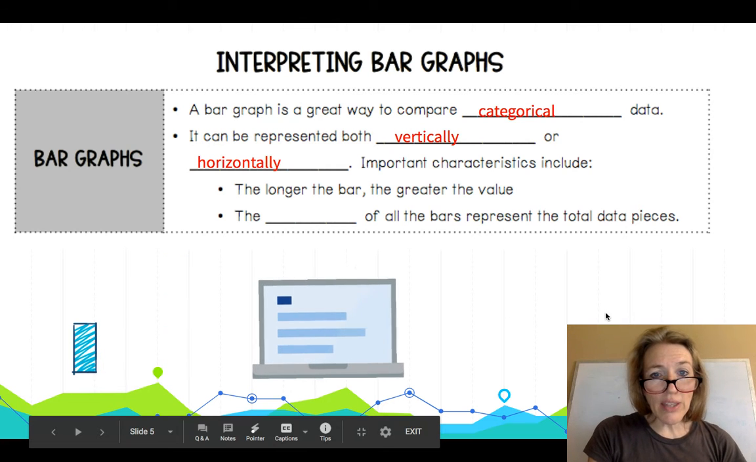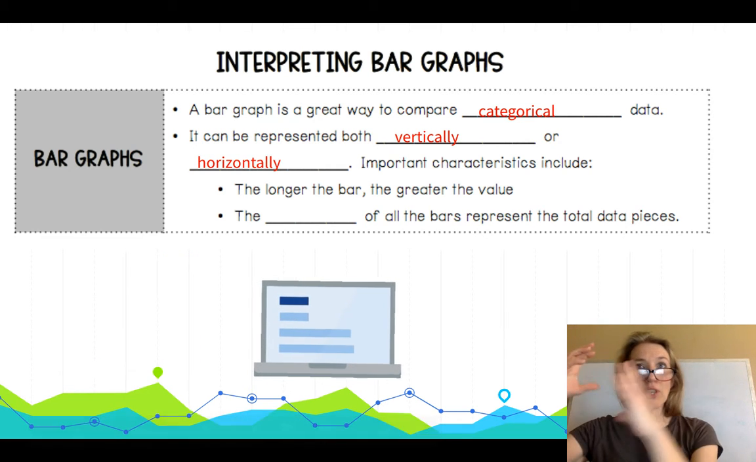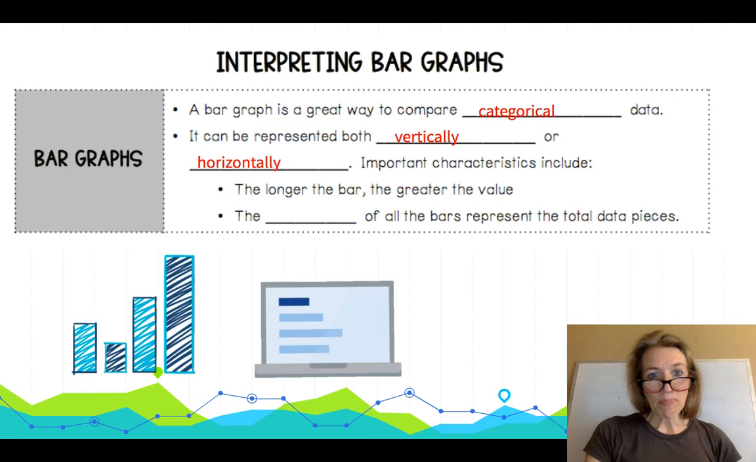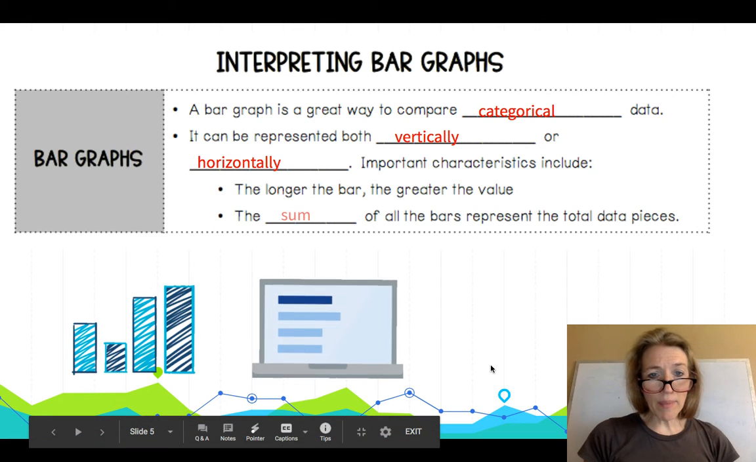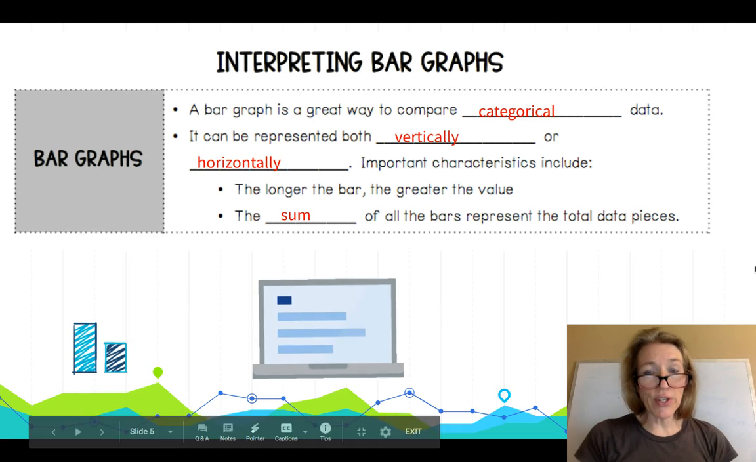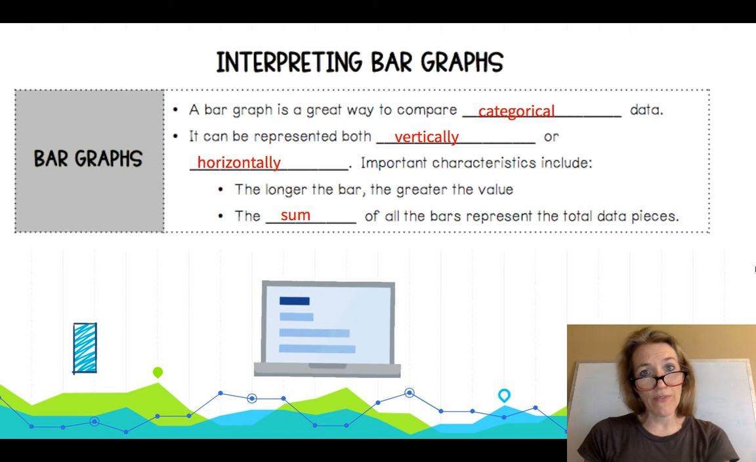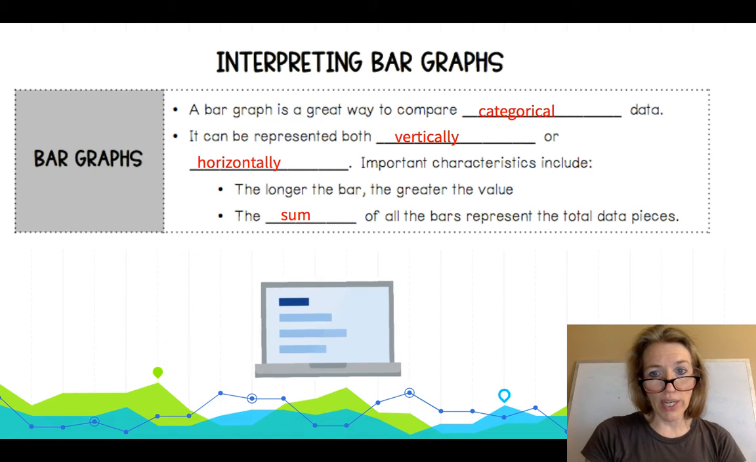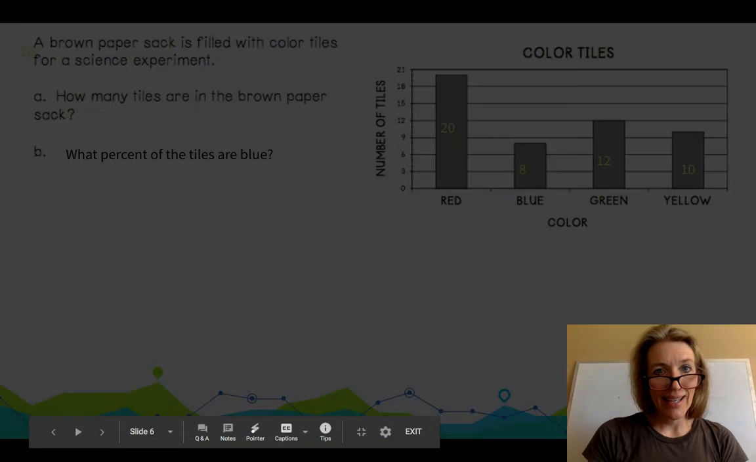The longer the bar is, the greater the value is going to be. So anytime you add all of the bars together, you're going to get the total number for those data pieces. And we're going to work an example like that next.